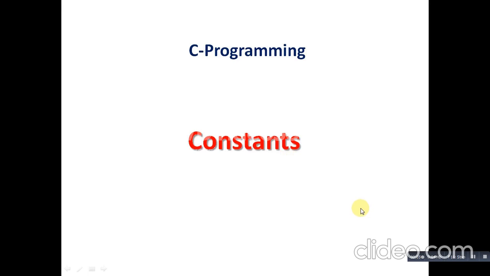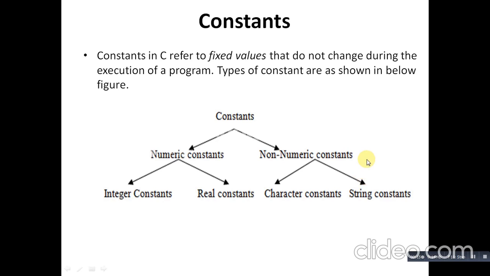In this video, I am going to explain the use of the constant in the C programming language. How we can use the constant in C programming language. The constant in C refers to fixed values that do not change during the execution of the program.